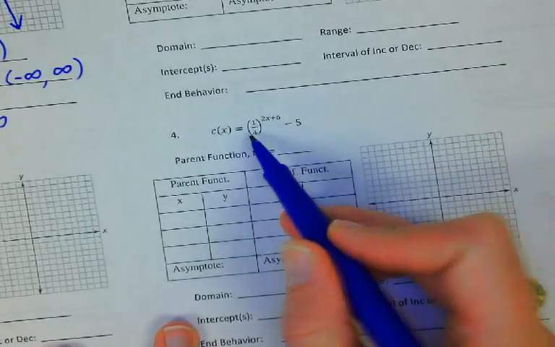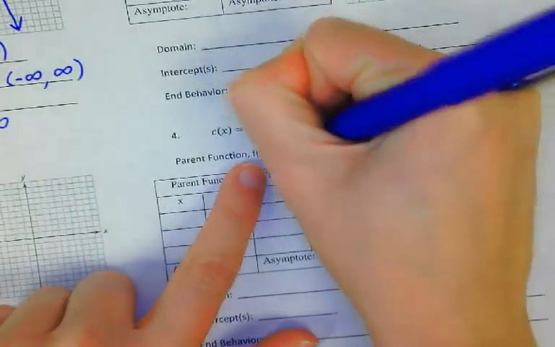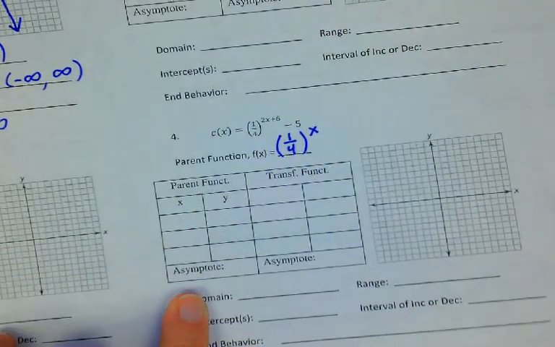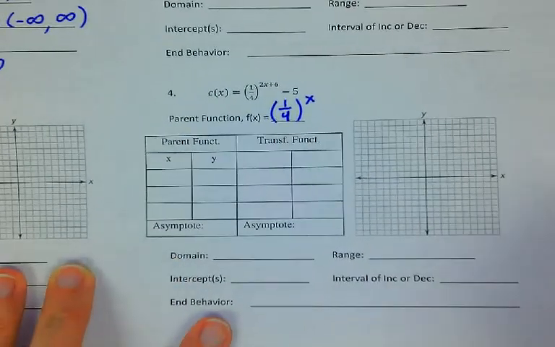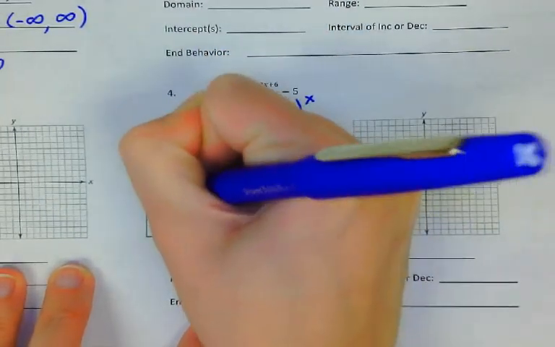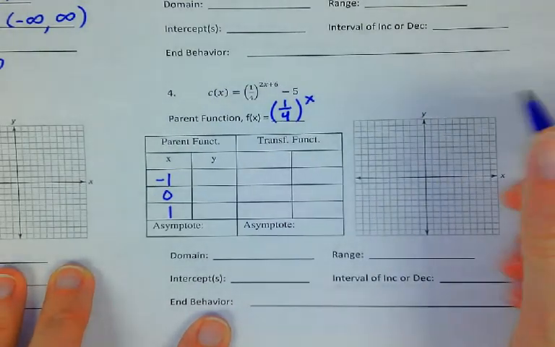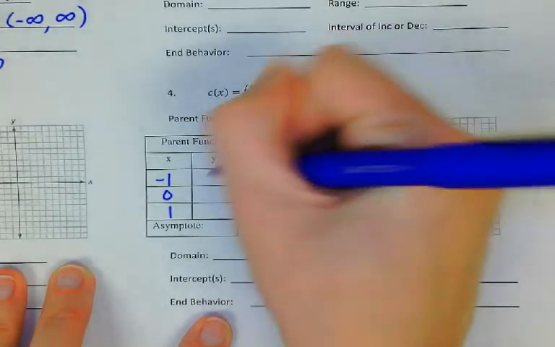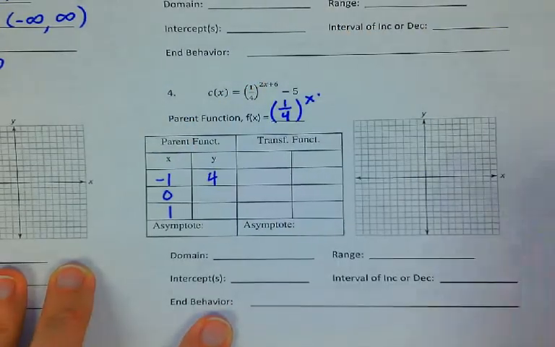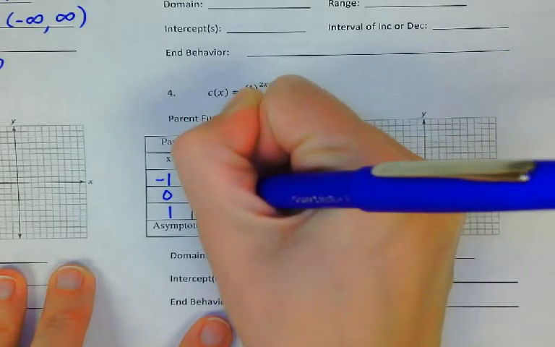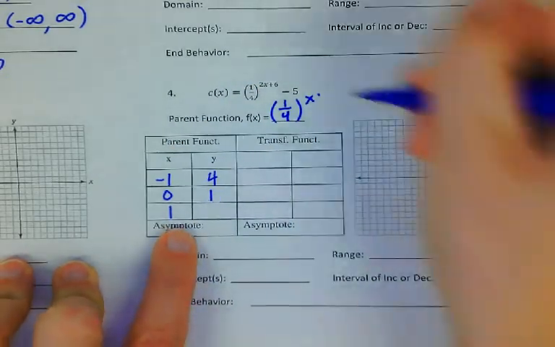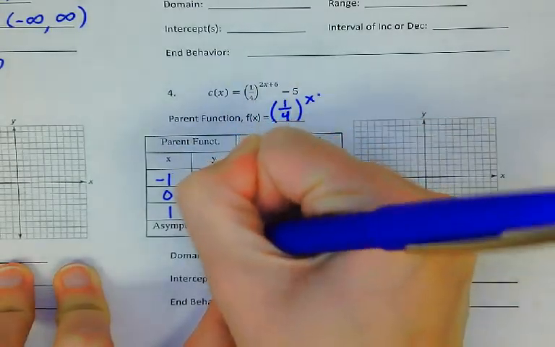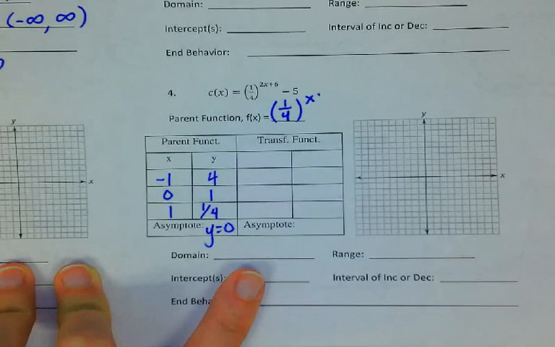Okay, so I have a base of a fourth, so my parent function is 1/4 to the x power, and it's going to help me get my table set up initially. So I'm going to use the same 3 x's every time, and when I make the exponent -1, I get the reciprocal, so I'm going to get 4. Raise the 1/4 to the 0 power, I get 1. Raise it to the first power, I get the same fraction back. The original asymptote is always y equals 0.